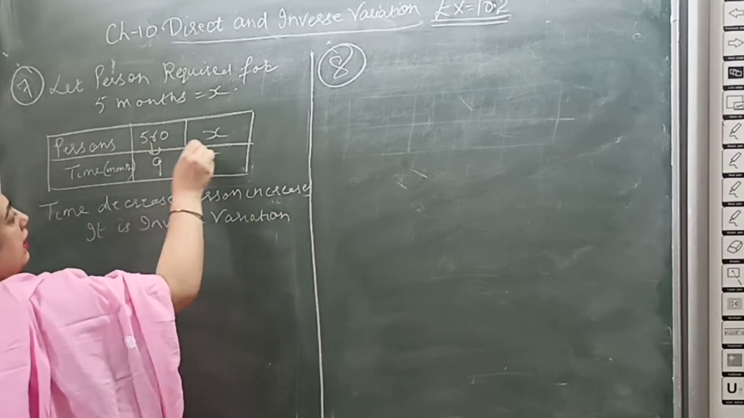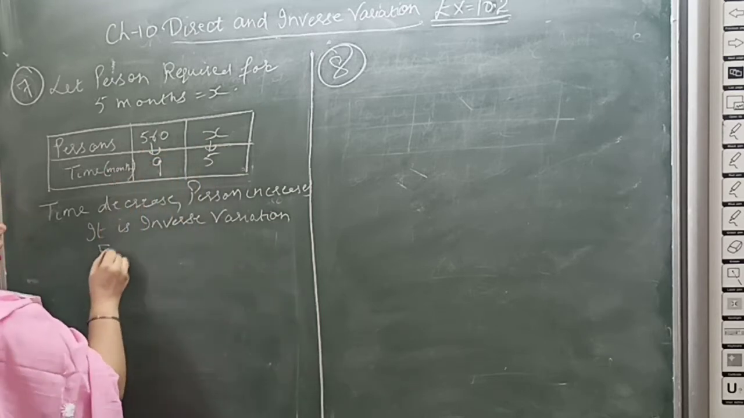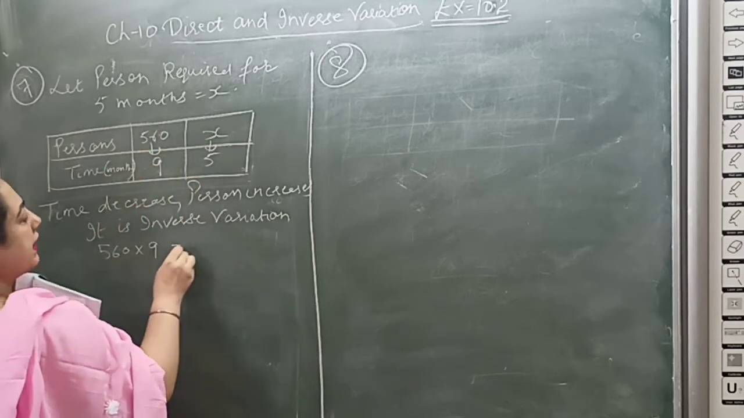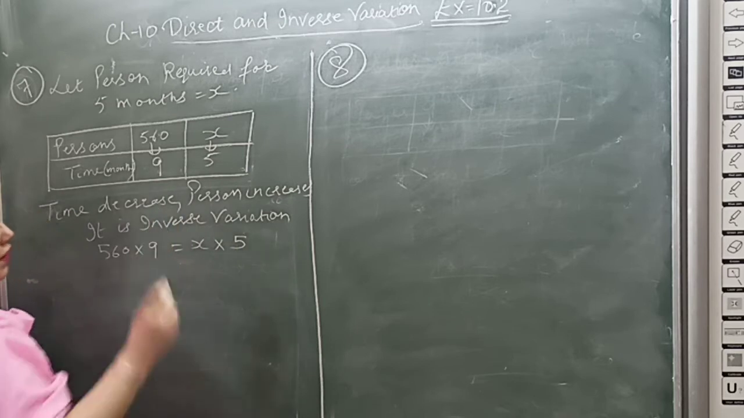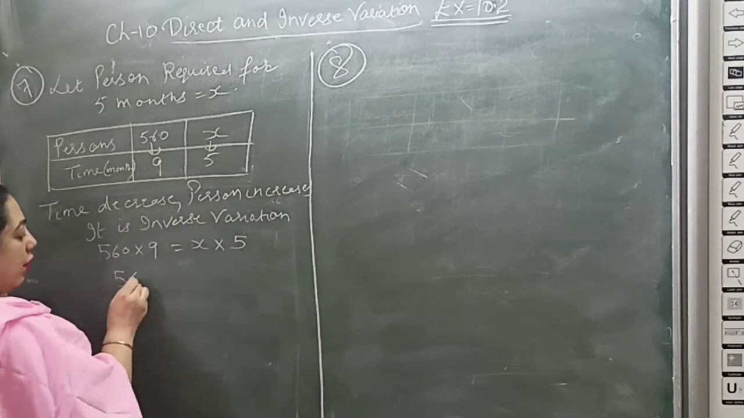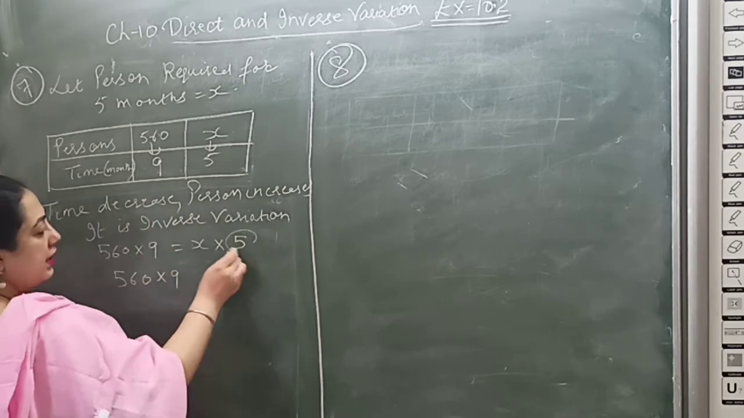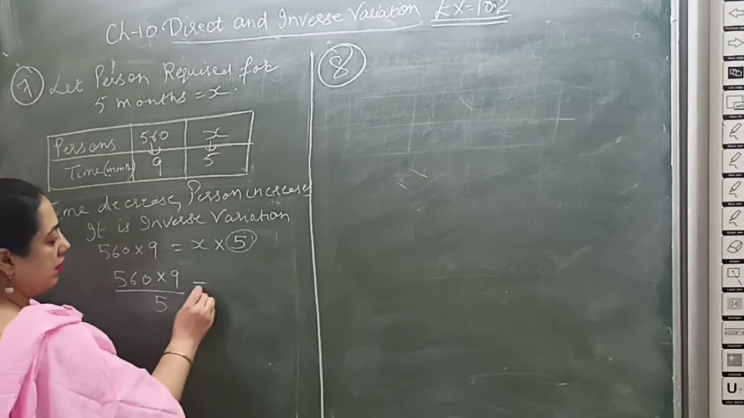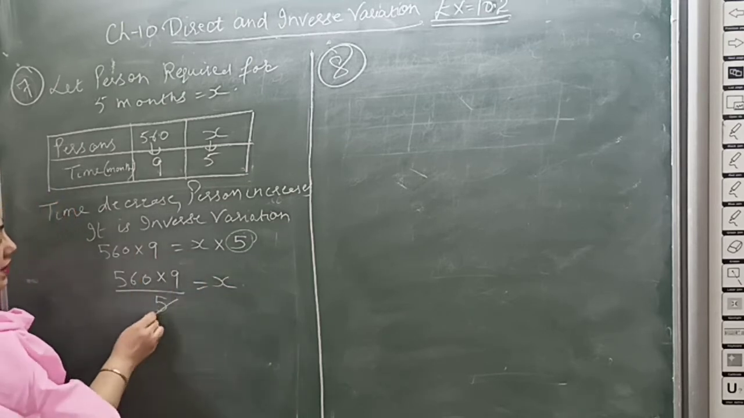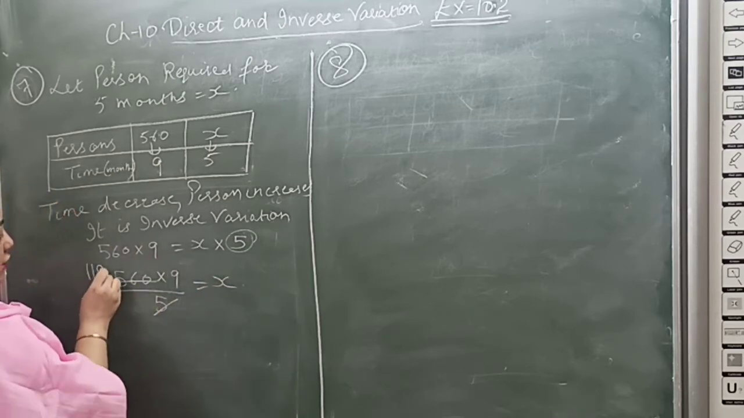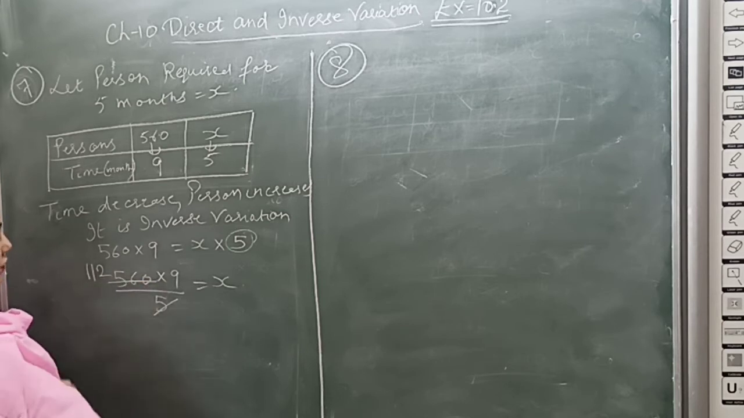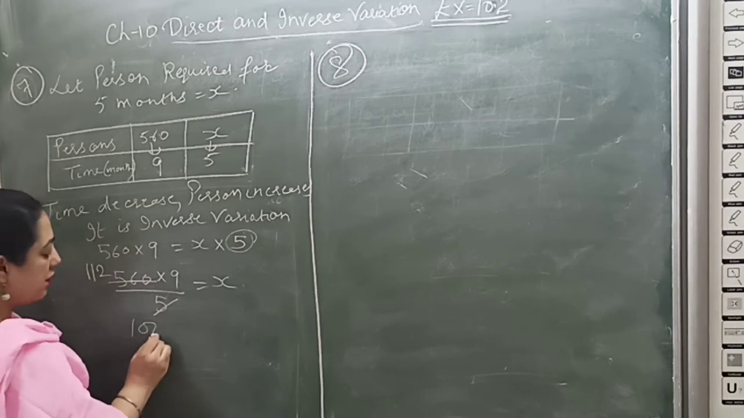Now again in inverse variation, 560 multiplied by 9 is x into 5. Now 560 into 9, divide by 5, we will get the value of x. Now do the cutting. 5 ones are 5, 5 ones are 500. 5 twos are 10. Now 112 into 9, it is 1008.